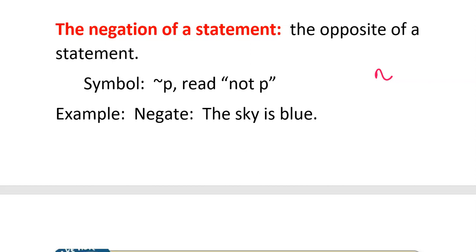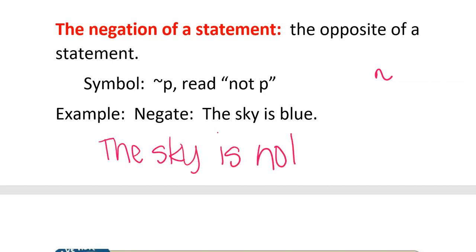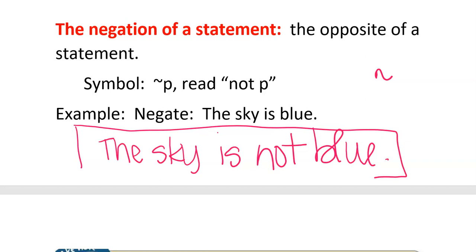So if we want to negate the sky is blue, we would change it to the sky is not blue. Okay, don't make it hard. Just do what it says. You're going to add the word not somewhere in there and just write it. It doesn't have to be true. You're just negating it or writing the opposite.